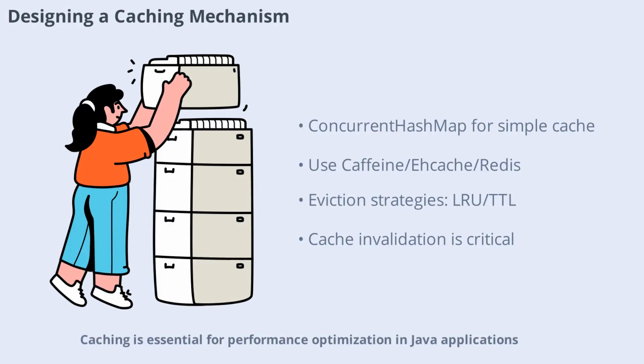Caching is essential for performance optimization in Java applications. The design depends on your requirements. For simple in-memory caching, ConcurrentHashMap is effective. In production, consider using advanced solutions like Caffeine, Ehcache, or Redis. Don't forget about eviction strategies such as LRU, least recently used, or TTL, time to live, to prevent memory leaks. Cache invalidation is often the hardest part, so mention it during interviews to show your awareness of real-world challenges.